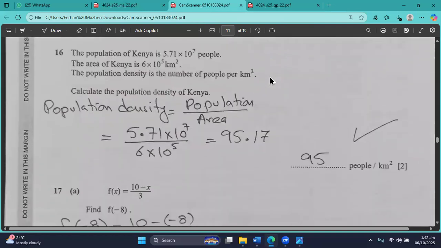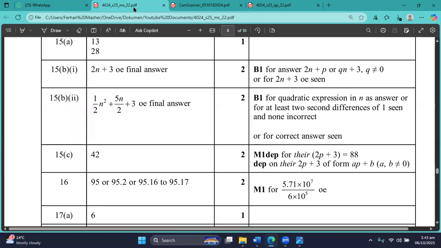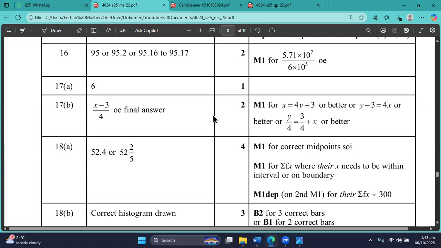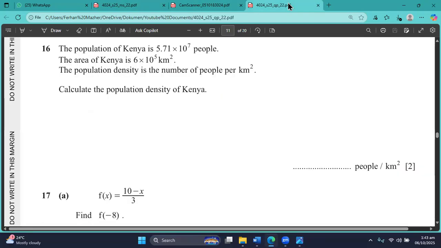Very simple, straightforward question. Population density equals the population divided by the area. So that will be 5.7 × 10^7 divided by 6 × 10^5, and that is 95.17. So 95 people per square kilometer. 95 people per square kilometer is the right answer, sir. This is how this question is done.